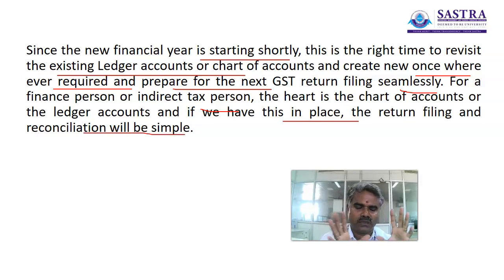So when you pass the entry in detail for all the inward supplies and outward supplies, along with the debit note, interest and advance, there is no problem for filing the return. Once you have the entries in detail, you need not worry about the filing of return.